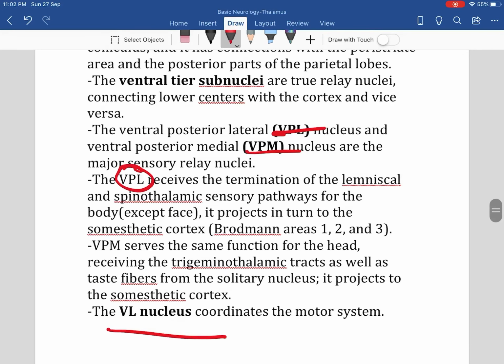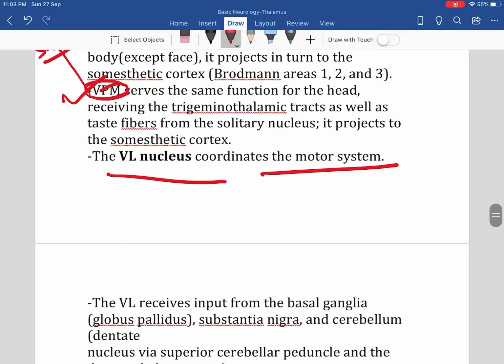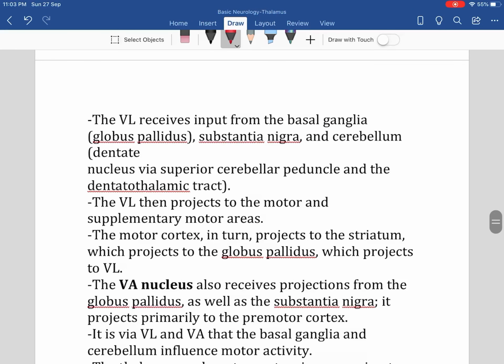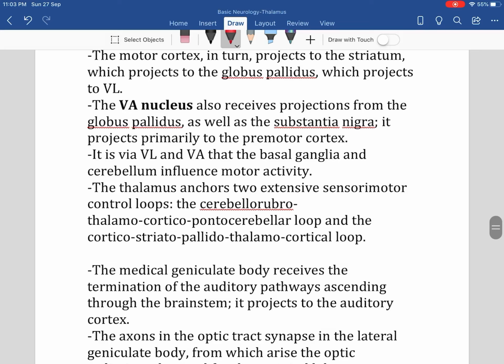Okay, so just remember VPL में सारे sensation आते हैं, face नहीं आता. VPM में सिर्फ face आता है और tongue आता है. Okay, these both are sensory, just VPL does not involve the face and tongue, VPM involves face and tongue. Then VL coordinates with the motor system through vestibular nuclei. Okay, then next is, as I told you, dentatorubro-thalamic tract, it is a part of cerebellum.